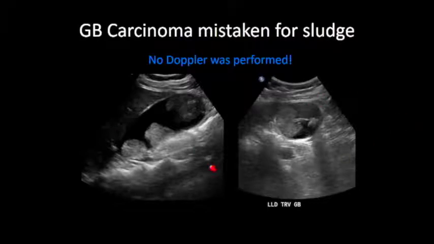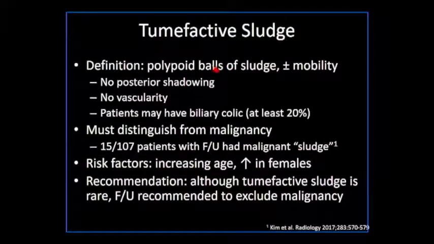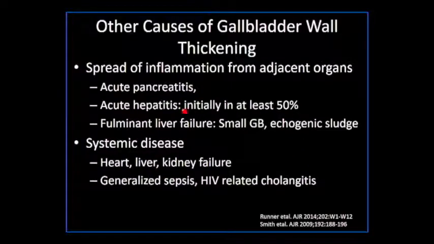This one was read out as sludge, big tumefactive sludge balls, and the patient went to the OR for acute cholecystitis because there were also stones, and they unhappily found the carcinoma. So tumefactive sludge, big sludge balls, can be a problem and can cause patients to have pain if there are no calculi. The big issue here is to try and distinguish it from malignancy, and if you can't, be honest that you can't. But remember that both those two things can look like each other.